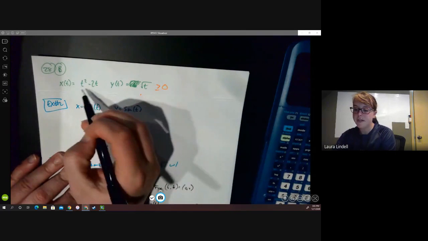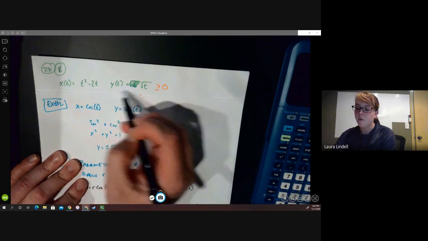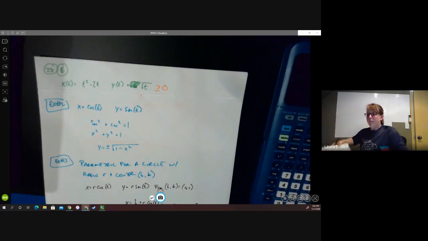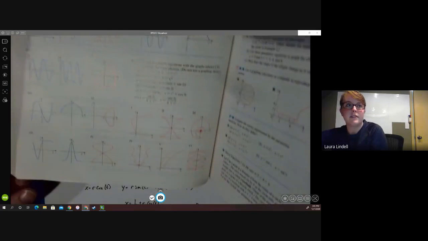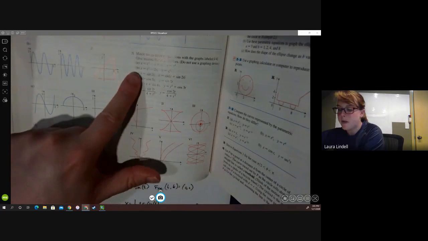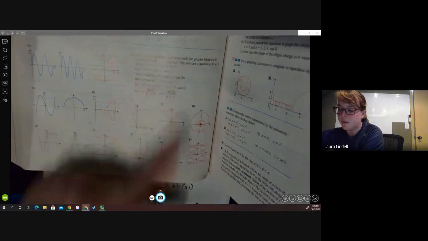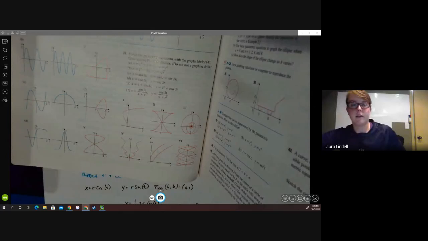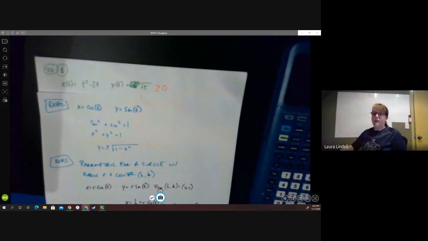We've got x of t is t squared minus 2t. Y of t is the square root of t. And so we're trying to narrow it down between these 6 options down here. So this is our function for B, t squared minus 2t and the square root of t. And I want to narrow it down between these 6, figure out which one represents that function. So the first thing that I'm going to look at is, is there anything positive or negative-wise that I can rule in or out for my x and y values?